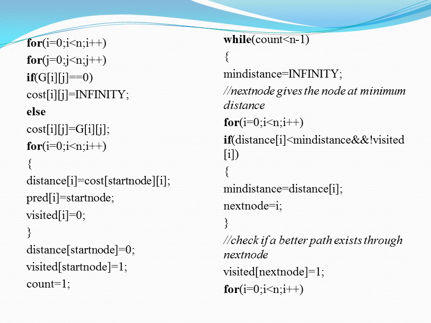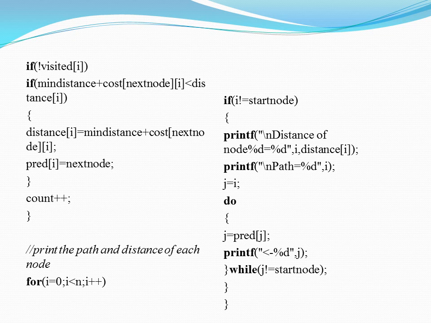Next, we are setting the node as visited by visited of next node equal to 1. Then using for, if the vertex is not visited, then we are checking whether there is a better path or not. If the minimum distance plus the cost is less than the distance we already found, then we are updating the values. Distance equal to min distance plus cost. Then we are setting the predecessor as the next node, current node. Then we are increasing the count.